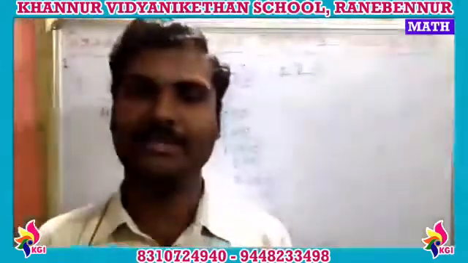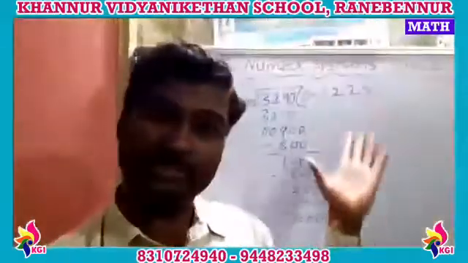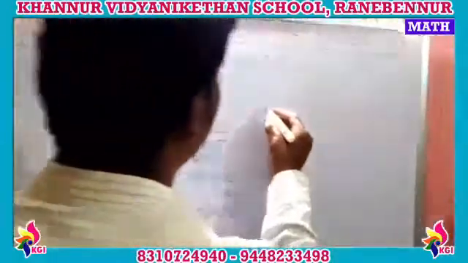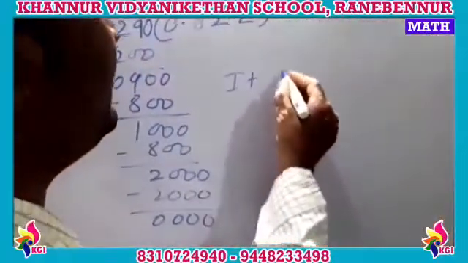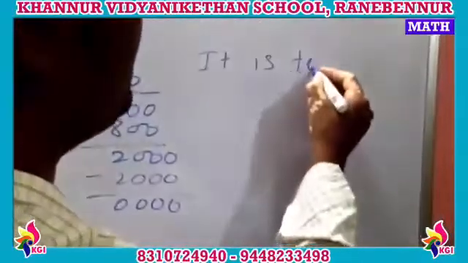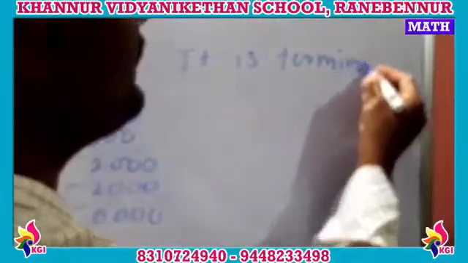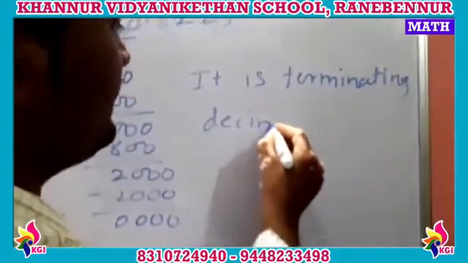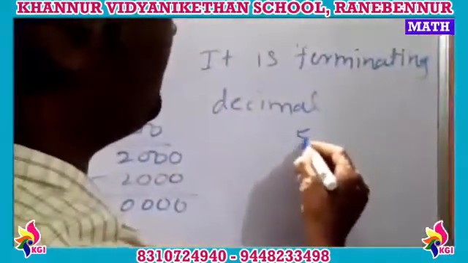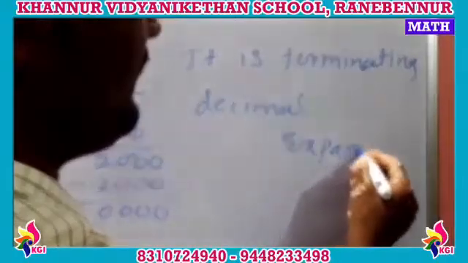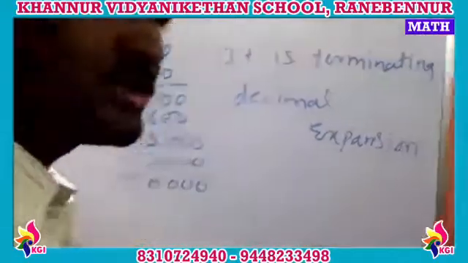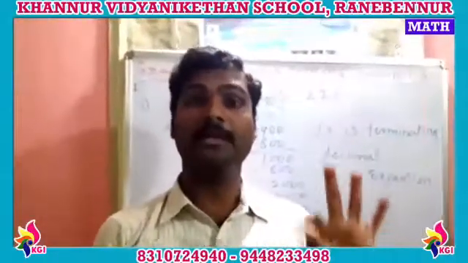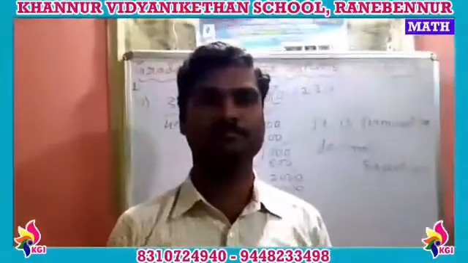So if I get the remainder as 0, then which kind of a decimal expansion is it? It is terminating decimal expansion. Terminating decimal expansion. Understood children? Okay, like this you have to do completely and correct the problems.